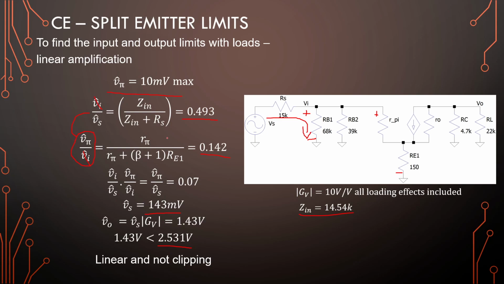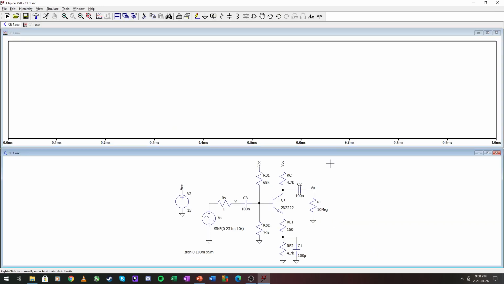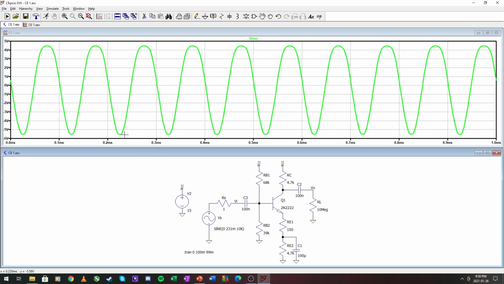Okay, so let's go into the simulation and have a look at these results. Right, here is our amplifier set up for the next test, and this must be 231 millivolts for our first test. So this is with an infinite load and a very small source resistor, and we will see that it starts to clip here on the one side, and it's not very linear on the top.